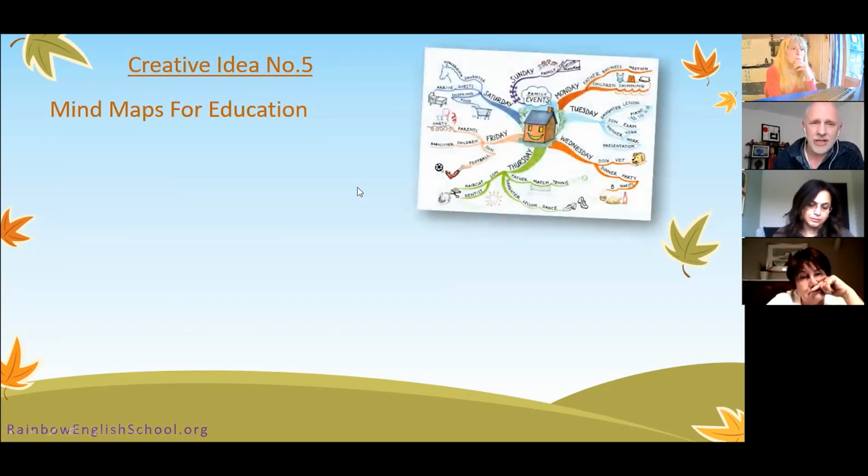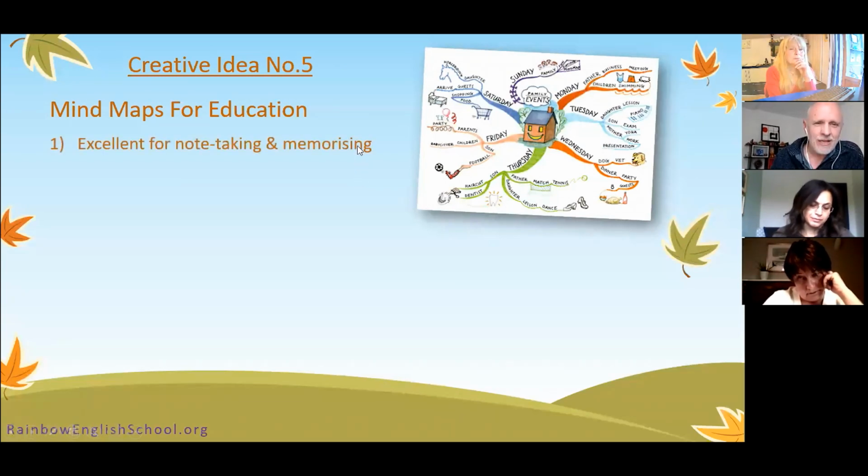Mind maps for education. I'm pretty into mind maps, and they're really great for note taking and for memorizing. You can use them in many different ways. I'm sure many of you use them or have seen them. So I'm just reminding you that it is good, it's cool, and they are based, if you do them properly, on a set of really strong principles on how the brain likes to learn.